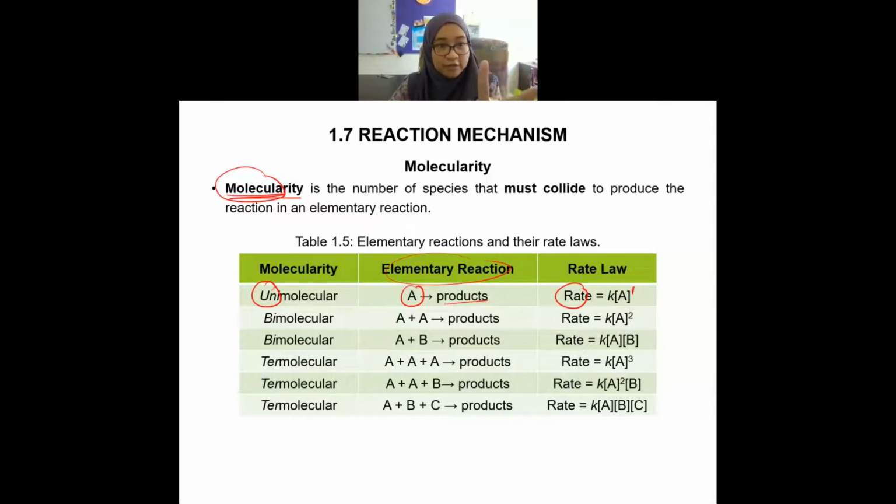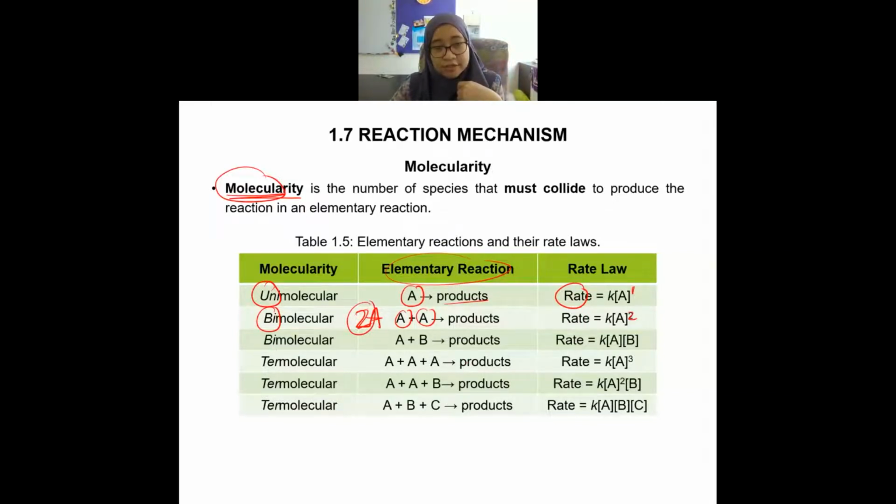Okay? How about bimolecular? Bi stand for 2 kan? Bimolecular means we have 2 species of reactant reacting ataupun colliding. Okay, alright. So option number 1 is when A react dengan A, collide with A. That means we have 2A here. Nak cerita yang dia involve dua particles colliding. So how can we write the rate law, guys? Rate is equal to k[A] kuasa 2. Sebab we have 2A kan? So that's why, itulah maksud saya bila kita boleh ambil from the coefficient.